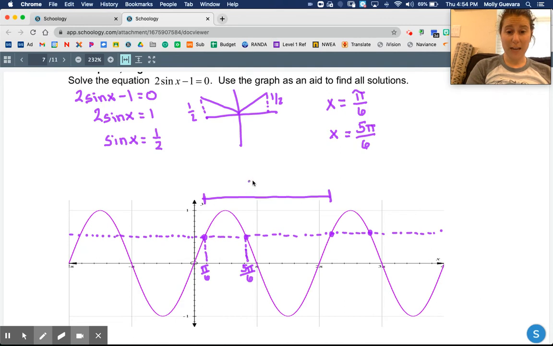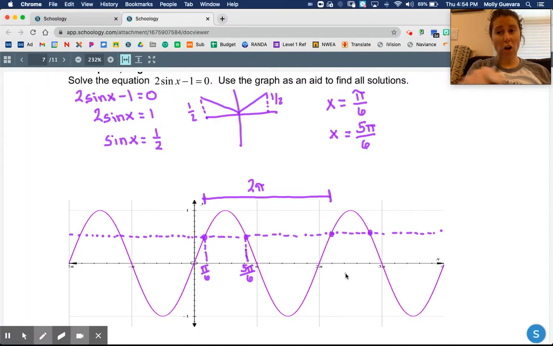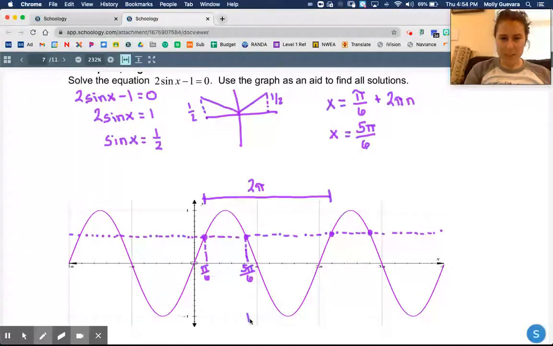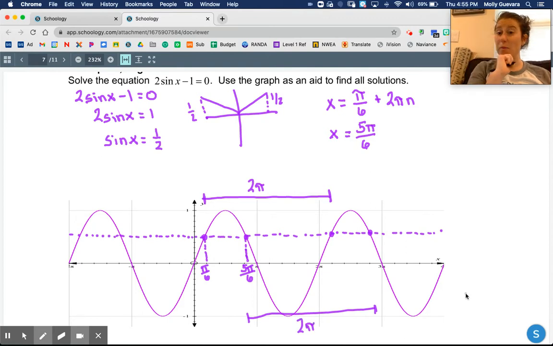Well, again, it's 2 pi, right? It's the same spot on the unit circle. I've just gone all the way around. So here I'm adding 2 pi n. And then same thing here. What's the distance from 5 pi over 6 to this guy? And again, that's 2 pi. It's the same spot on the unit circle. I've just gone all the way around. So then this is also 2 pi n. And remember, n has to be an integer.